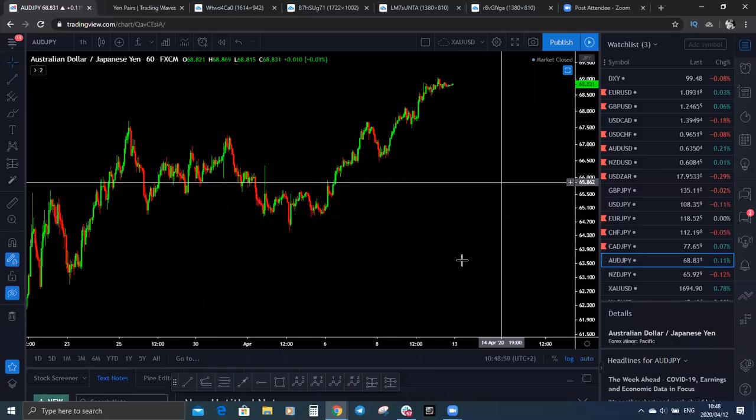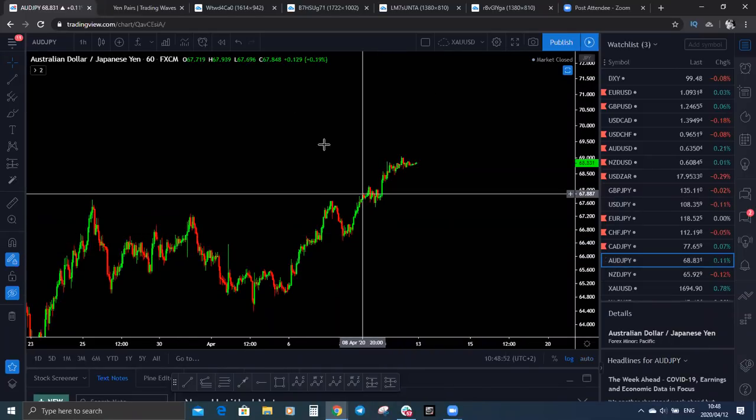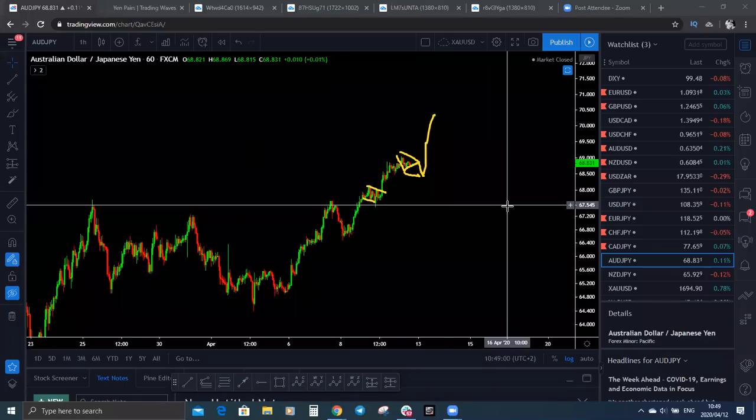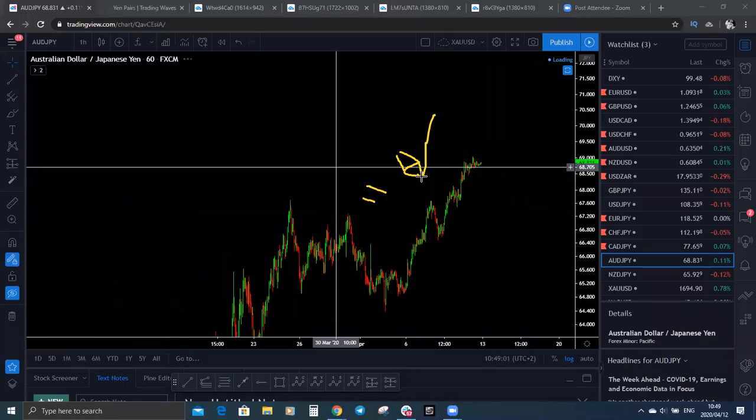Audi, upside. Audi was one of the trades that we looked at on Thursday. This was the setup. This was continuation to the upside. This is another one. We're still looking for continuation to the upside. So Audi is still strong. So look for upside.